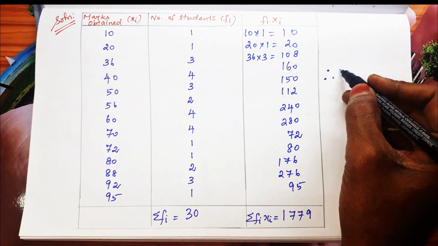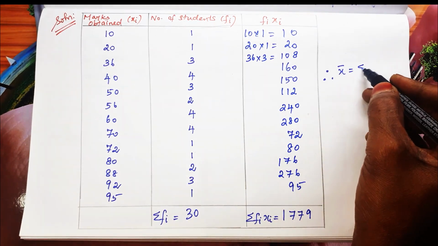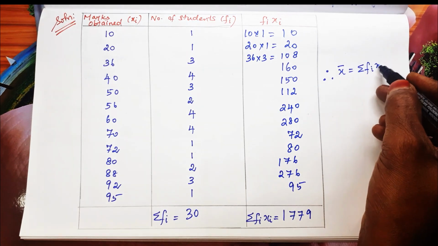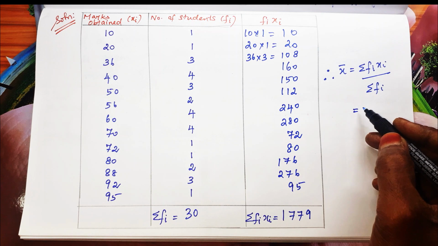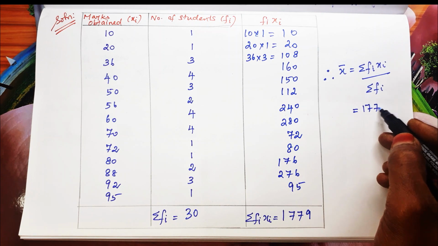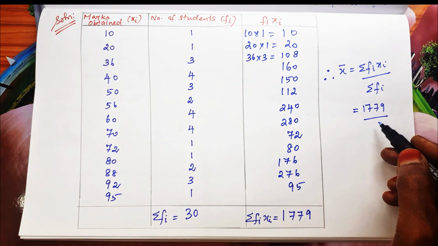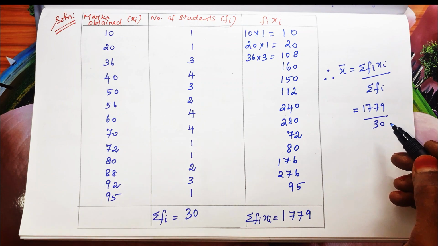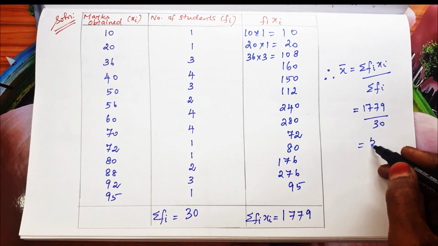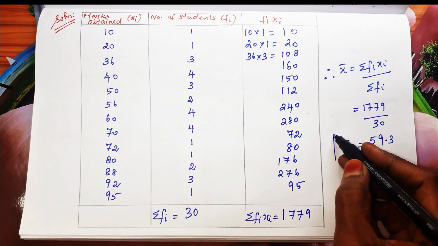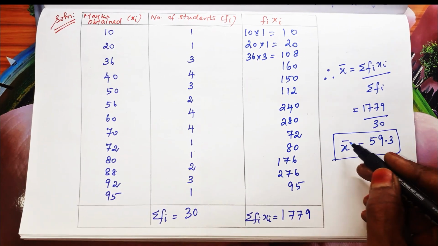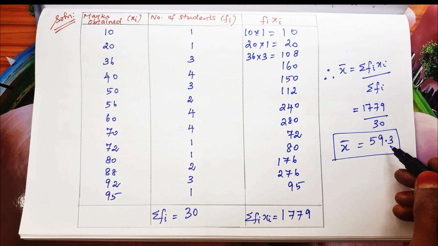Therefore, what is the formula we have? X bar is equal to summation fi xi by summation fi, which is equal to 1779 by 30, which is equal to 59.3. So we got X bar, that is the average mark, as 59.3.